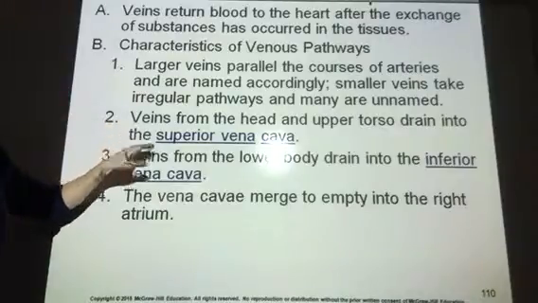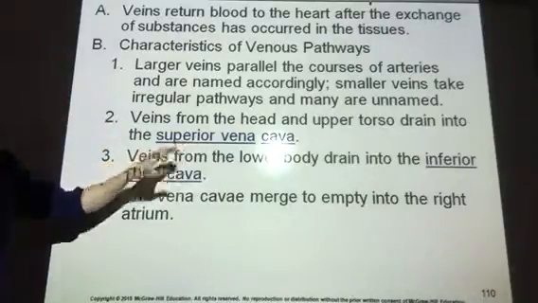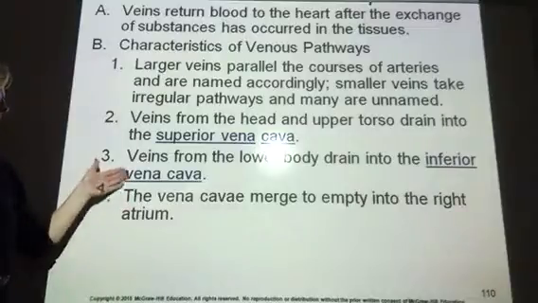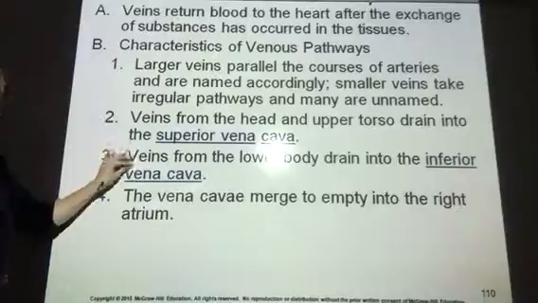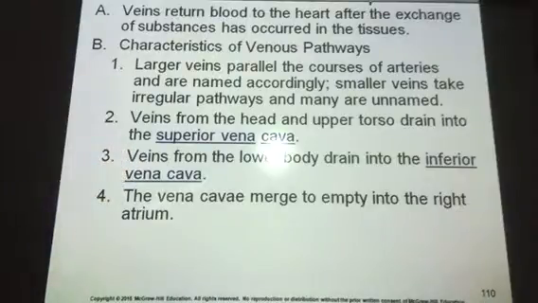Veins from the head and upper torso drain into the superior vena cava. Veins from the bottom drain into the inferior vena cava, and both of those empty into your right atrium. That you should know already from looking at the heart.